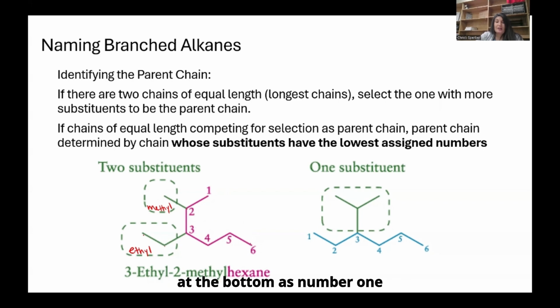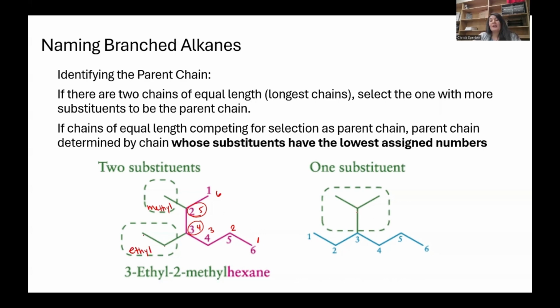If we started at the bottom as number 1 and we number successively, so 1, 2, 3, 4, 5, 6, we have our substituents on carbon 4 and 5. We want our substituents having the lowest assigned numbers. So if we numbered from right to left or bottom to top, our substituents would be on carbon 4 and 5. When we go from top to bottom, they're on 2 and 3. 2 and 3 have lower assigned numbers than 4 and 5, so top to bottom is the correct way for numbering.